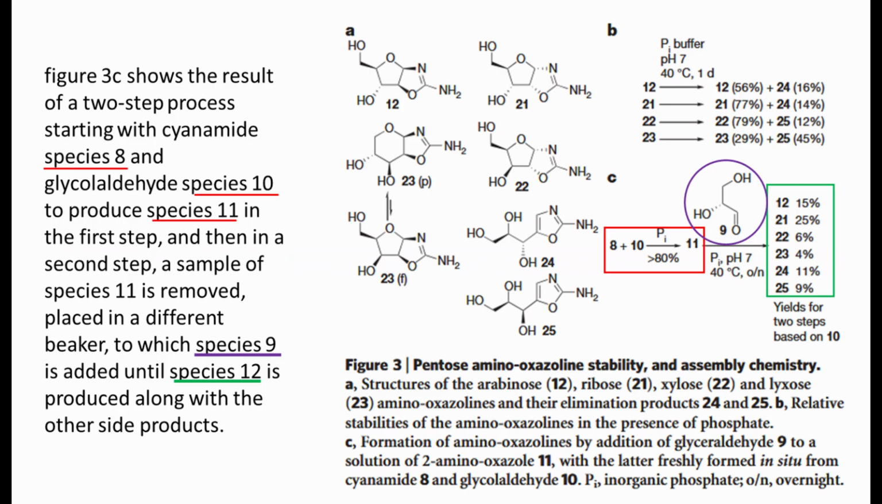Finally, Figure 3c shows the result of a 2-step process starting with cyanamide species 8 and glycolaldehyde species 10 to produce species 11 in the first step, and then in a second step, a sample of species 11 is removed, placed in a different beaker, to which species 9 is added until species 12 is produced along with the other side products.